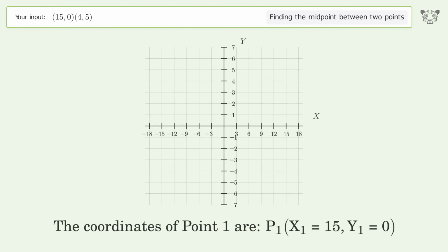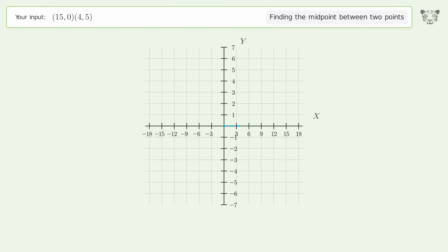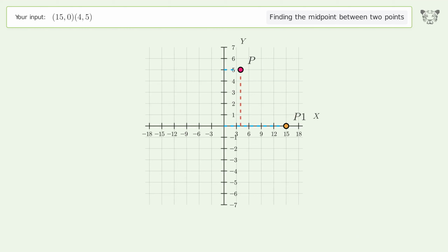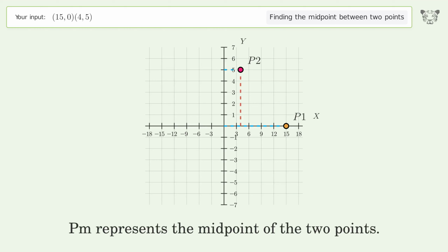The coordinates of point 1 are x1 equals 15, y1 equals 0. The coordinates of point 2 are x2 equals 4, y2 equals 5. PM represents the midpoint of the 2 points.